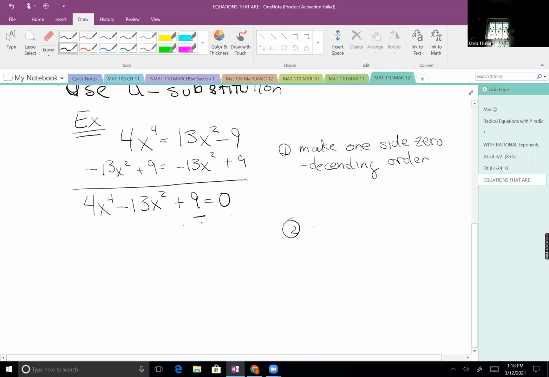So what we're going to do is substitute a dummy variable. Usually people use U for the variable part of the middle term.